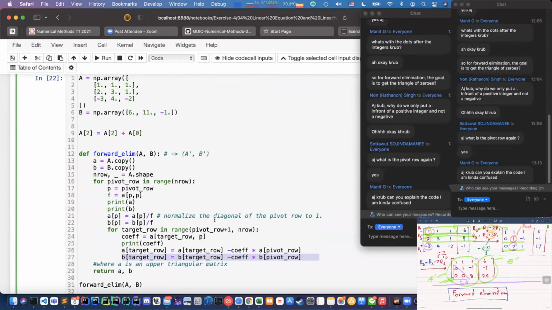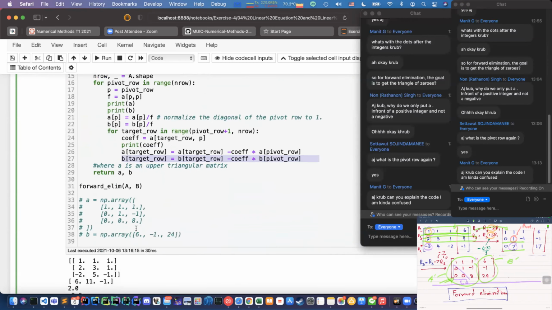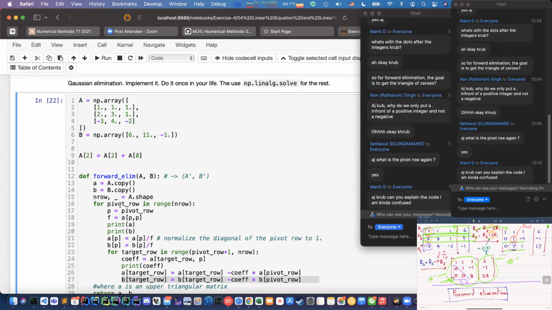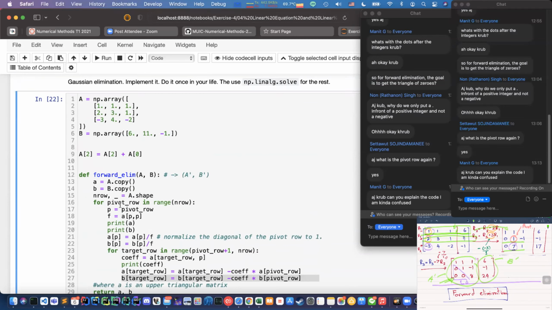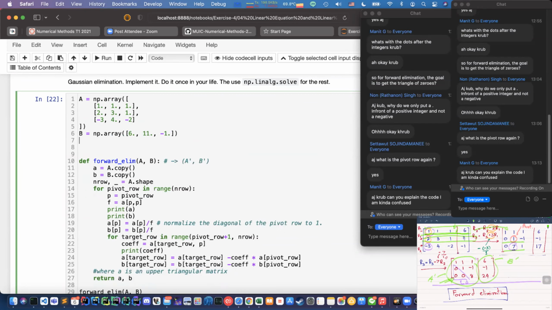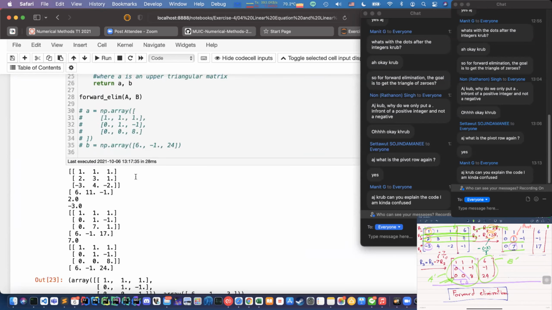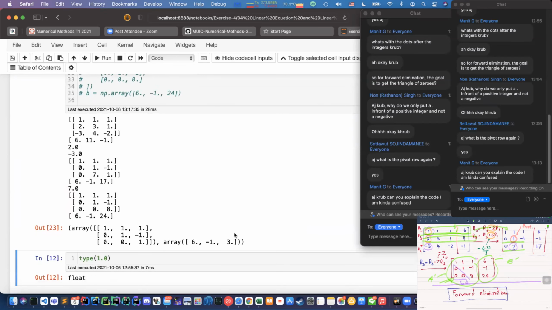Maybe my matrix is wrong. Wait, why is it minus 2, 5, and 1? Where do we get that? Oh, that's why. I changed my matrix. That is why it doesn't match. Okay, it is already correct. Yes, it's already correct.